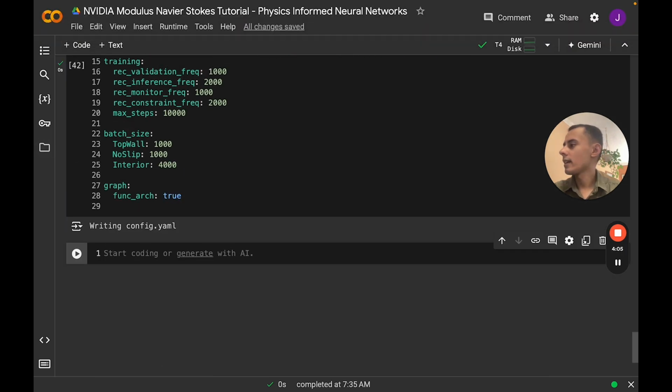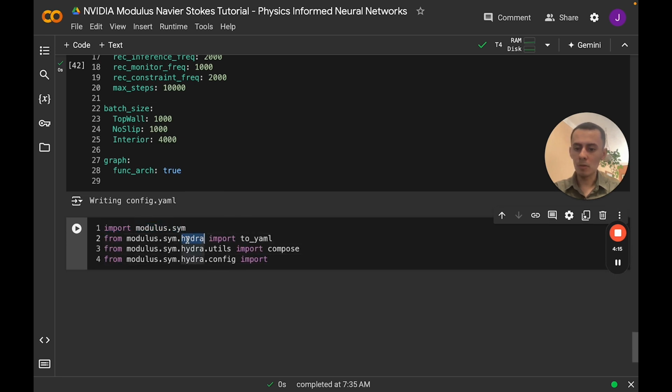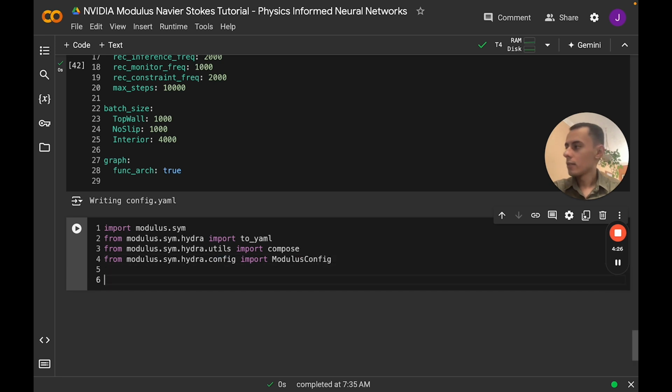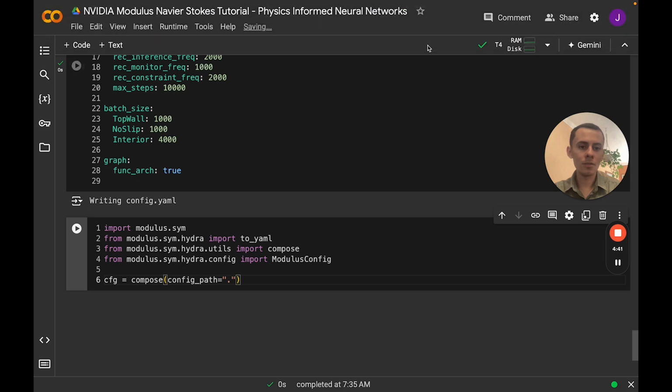So the way I'm going to get it up is, very quickly, you do need these imports here: from modulus.hydra import to_yaml, from modulus.hydra import instantiate_utils compose, and lastly modulus config. Then you do configuration objects equals compose config path. Again, I didn't put it in a folder, so I'm just going to put a dot. They did put it in a folder. I'll show you that.